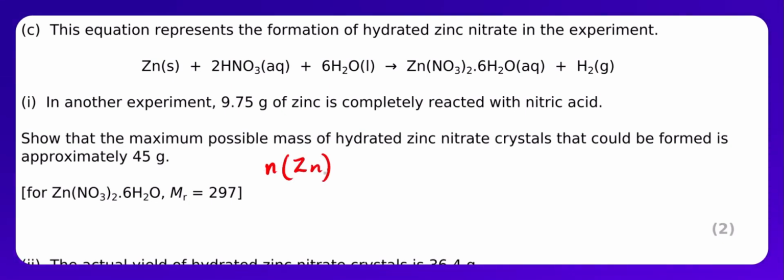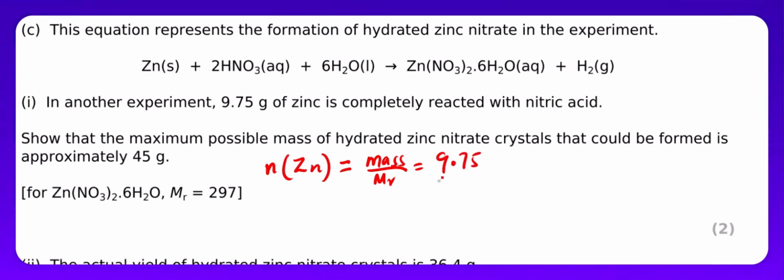When I write N, then of course I have brackets zinc. That means I want to find the number of moles of zinc. So what does that mean? We have the mass of zinc, of course in grams, divided by the molar mass, which is, I think, 65, if I'm not wrong.